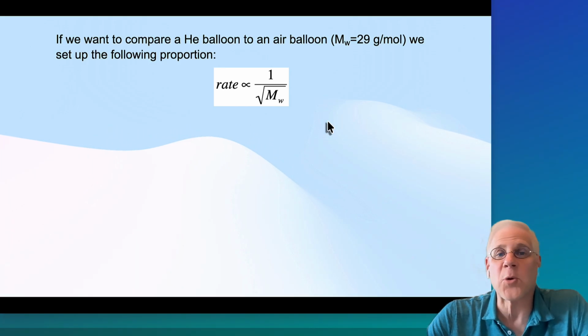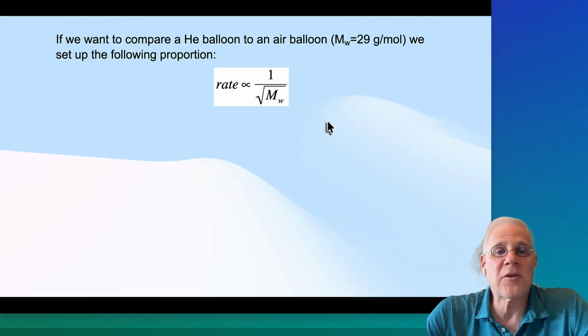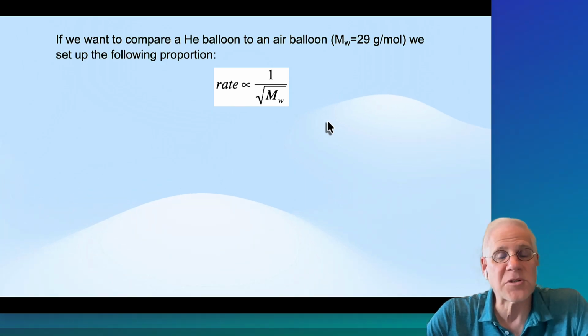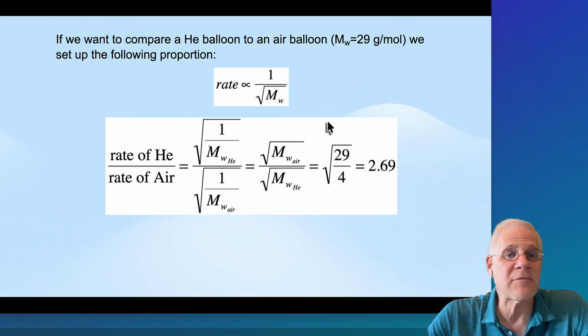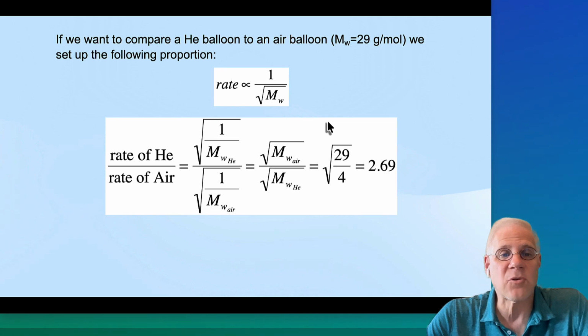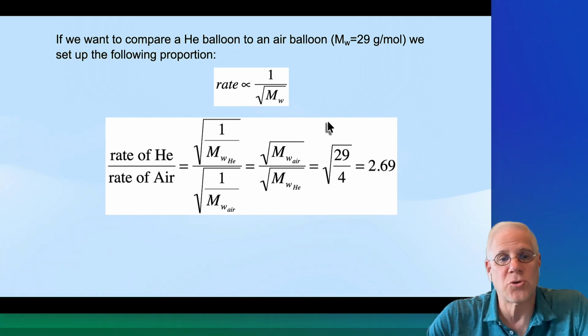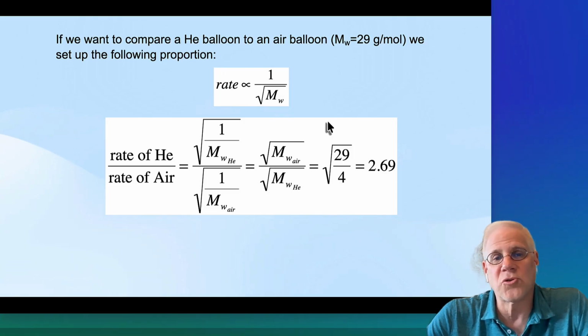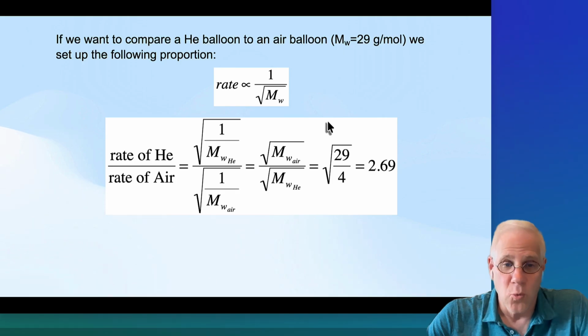And so we're going to set up the following proportion. We're going to say that the rate of effusion is proportional to 1 over the square root of the molar mass. And that's the equation that we use. Notice that we don't have an equality there, but we can compare those two rates. They're two proportionalities. So we can say that the rate of helium effusion over the rate of air effusion is going to be equal to the square root of 1 over the molar mass of helium over the square root of 1 over the molar mass of air.